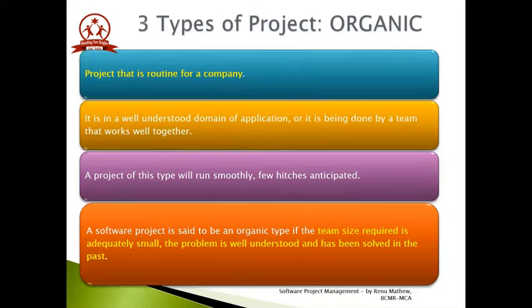A software project is said to be an organic type if the team size required is adequately small and the problem is well understood by the team and has been solved in the past, and also the team members have a nominal experience regarding the problem.